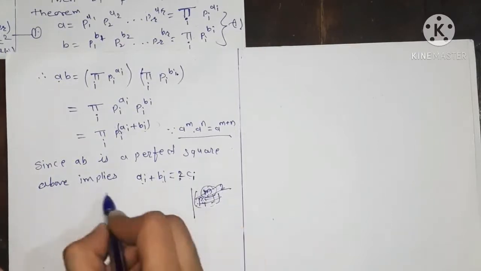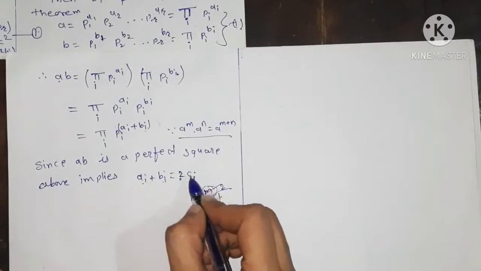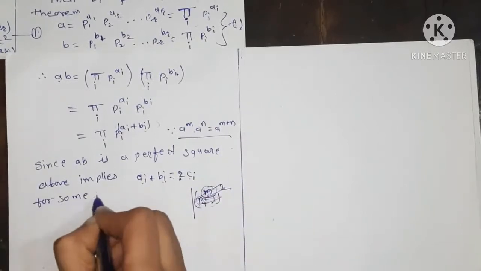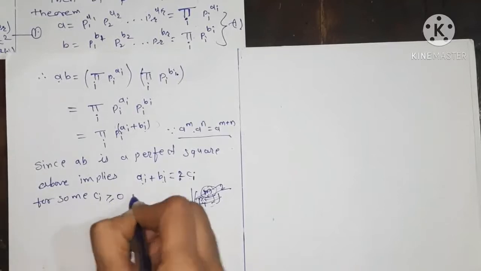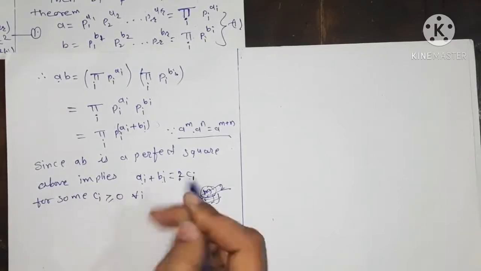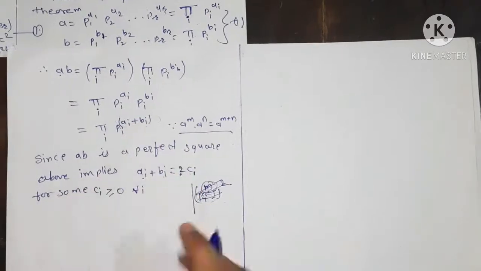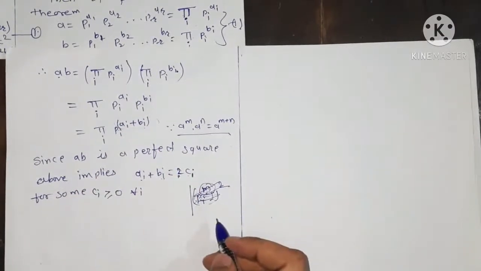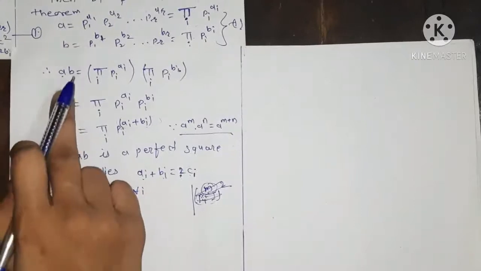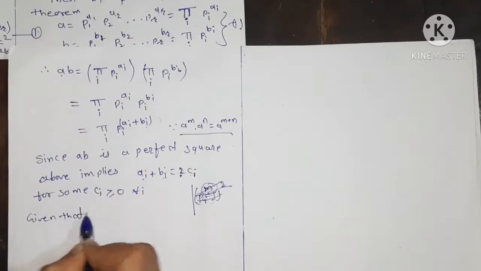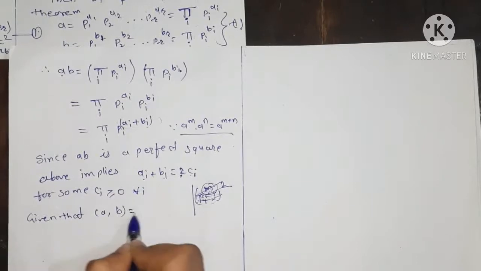Now this is for some ci greater than or equal to 0 for all i, that is, for each number ai plus bi there exists a ci. Now here it is also given that the GCD of a comma b is equal to 1.